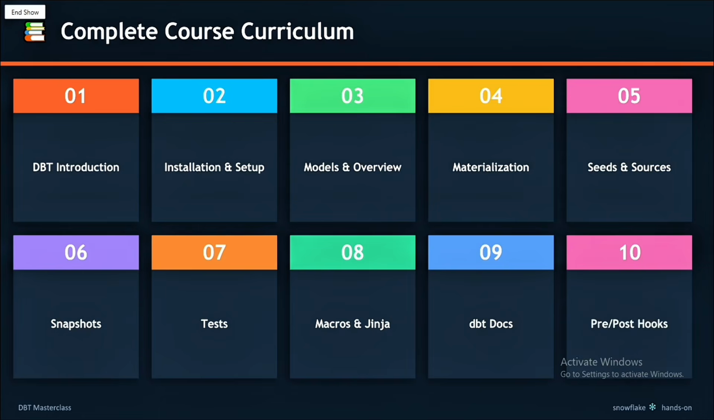10th and final one is pre and post hook. Okay, running SQL automatically before and after your model builds in Snowflake. So that is 10 full sections, and each section has 3 to 4 slides covering objectives, concepts, code examples, and hands-on lab. So this is a complete end-to-end course. Let's go through it together.